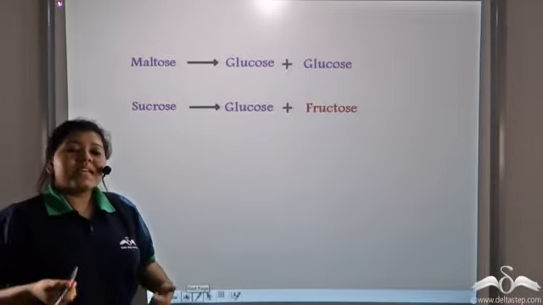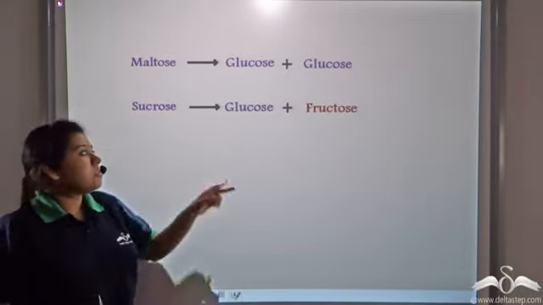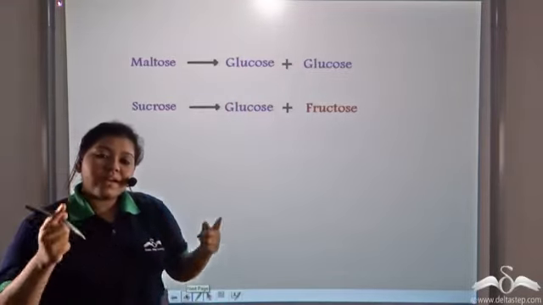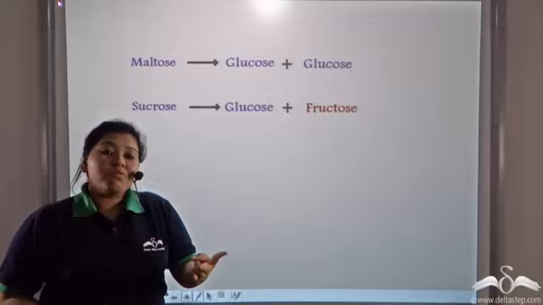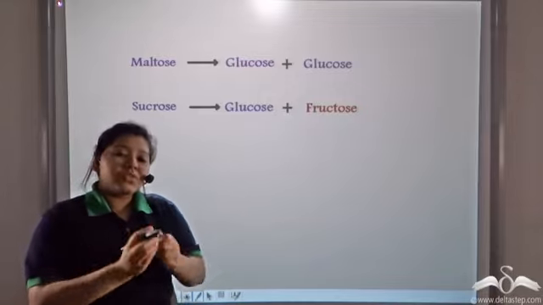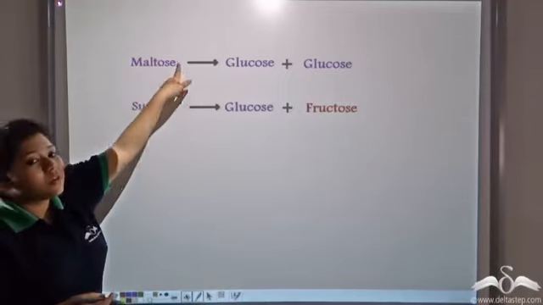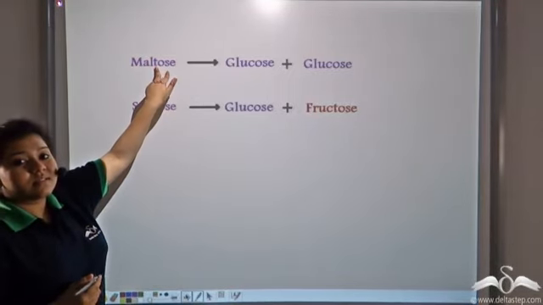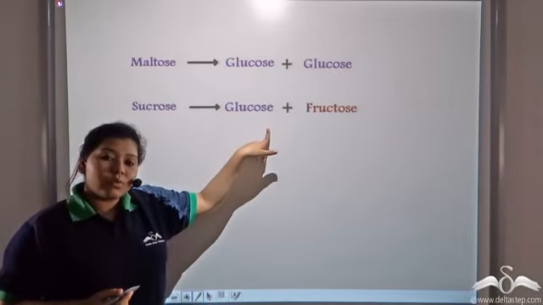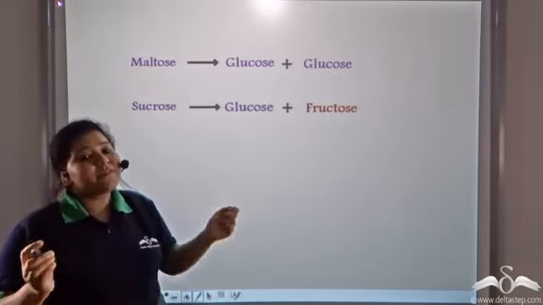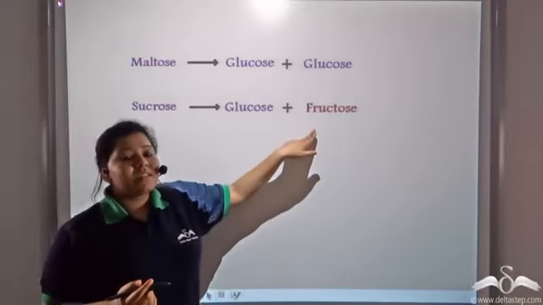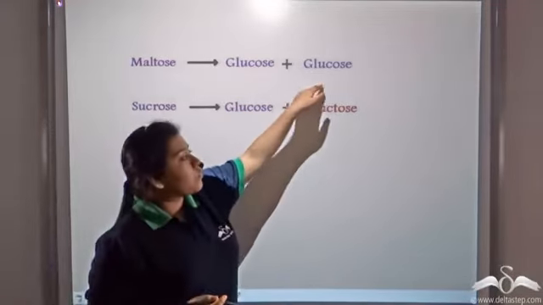So maltose is formed from two molecules of glucose. One molecule of glucose has one ring formation. So two molecules of glucose will have two ring formations which fuse together to form one molecule of maltose. Sucrose also contains one molecule of glucose, that is, it gets one ring formation from a glucose molecule, and the other ring formation is supplied by fructose.